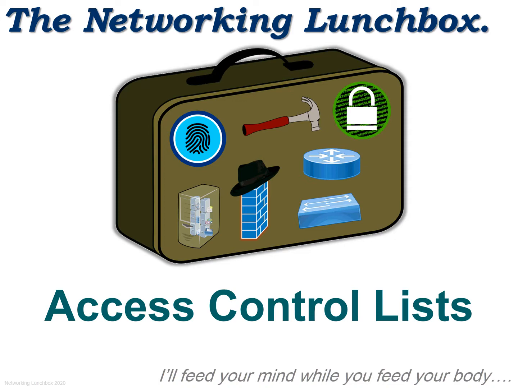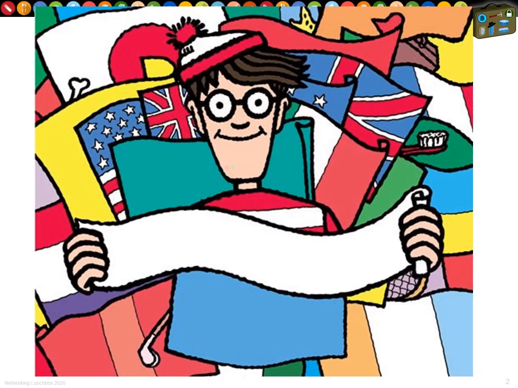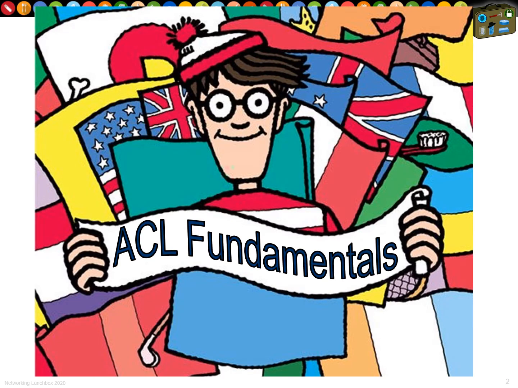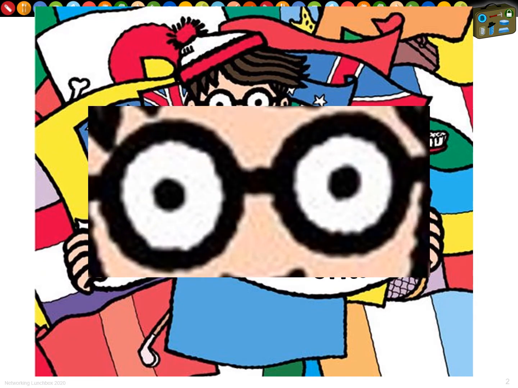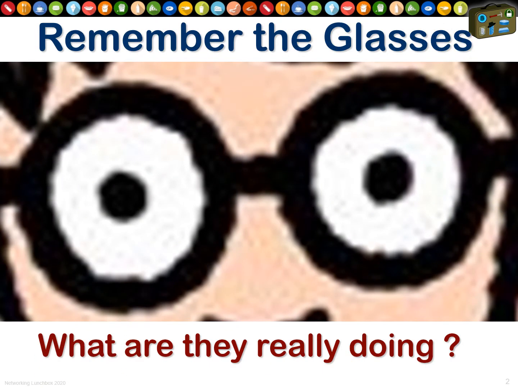Today we're going to look at access control lists. The thing about access control lists is we have to focus on what they're doing and how they're doing it. So the thing we're looking at is just like with this character, it's the glasses. What are they doing? What are we seeing through them?